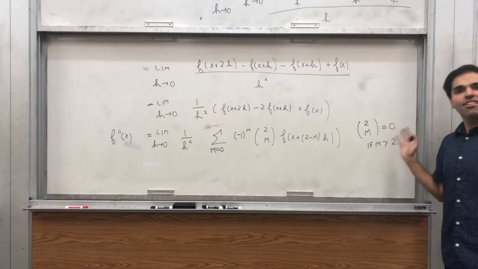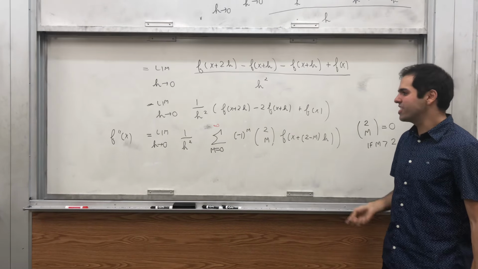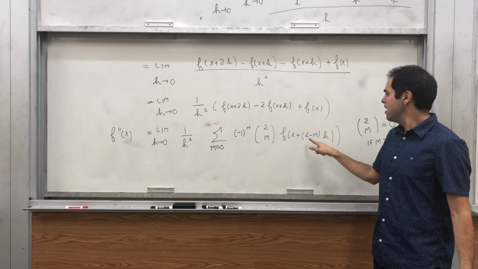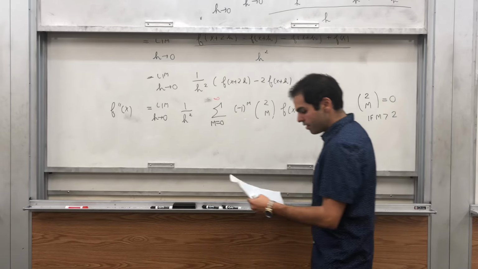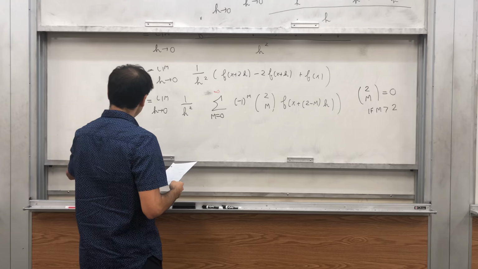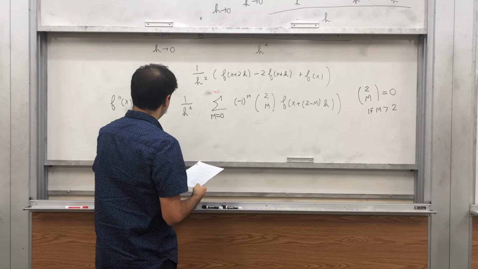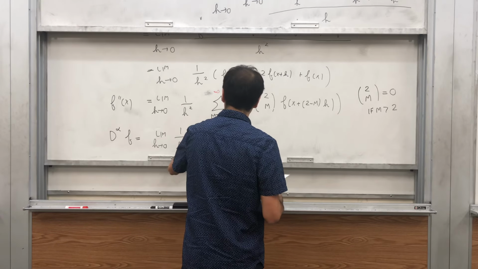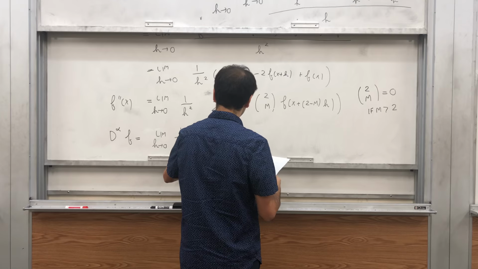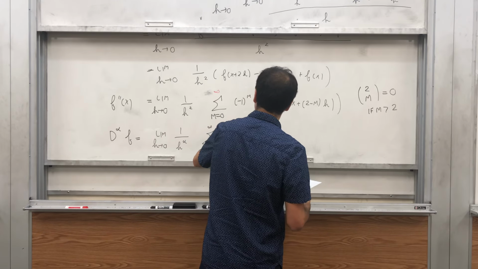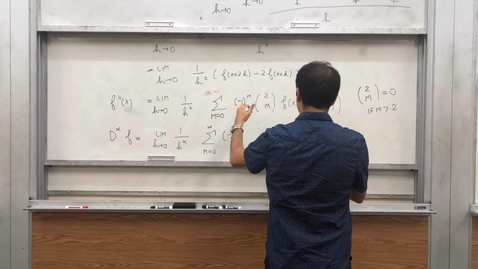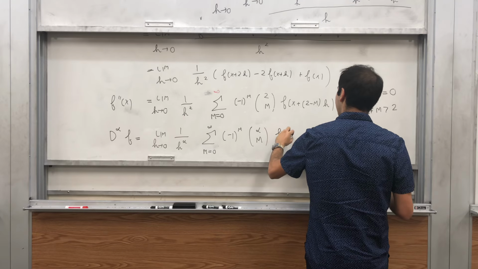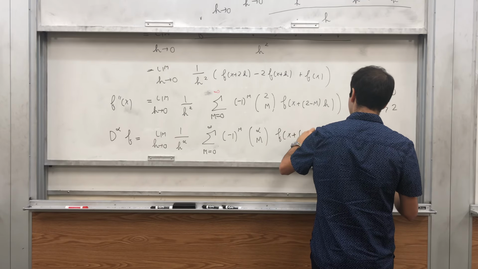And people ask me, is there a limit definition for the fractional derivative? Yes, there is. Literally, you take this formula and you replace 2 by alpha. So the fractional derivative of f is then the limit as h goes to 0 of 1 over h to the alpha of the sum from m from 0 to infinity. This all stays the same. The only change is this becomes alpha choose m, which I'll define in a second, of f of x plus (alpha minus m)h.